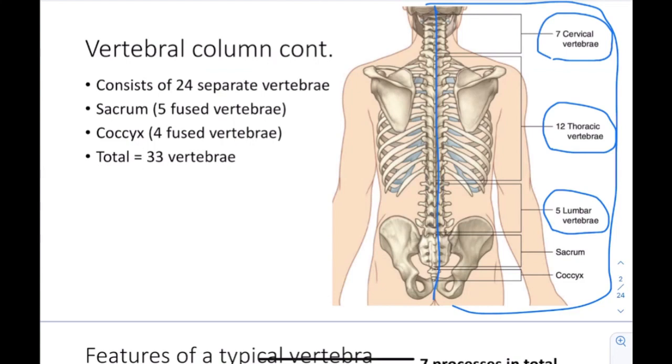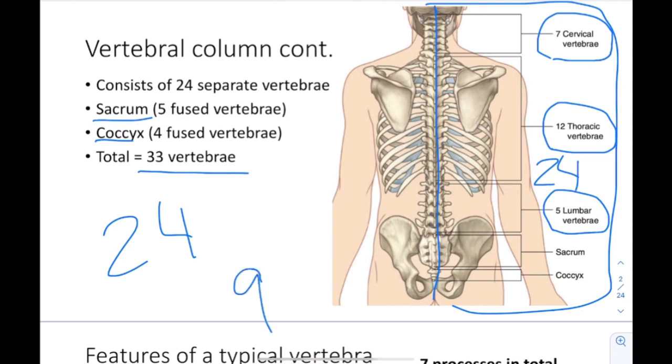So these individual vertebrae, which are 24 vertebrae, plus the sacrum and coccyx, which are made of fused vertebrae. The sacrum is made up of 5 fused vertebrae, and the coccyx is made up of 4 fused vertebrae. So in total, you have 33 vertebrae. 24 are separate, and then 9 of them are fused, which include the sacrum and the coccyx.